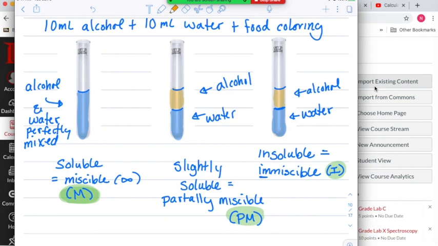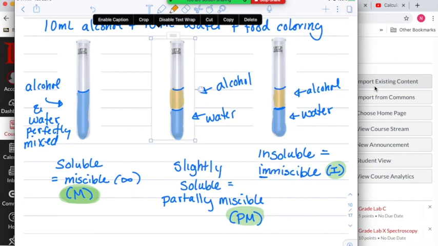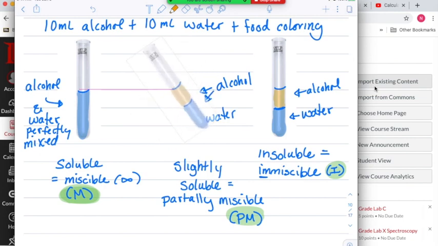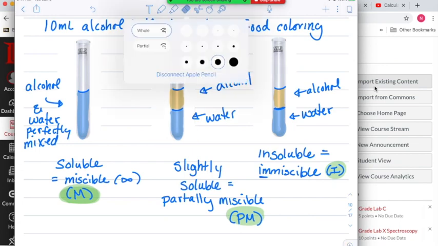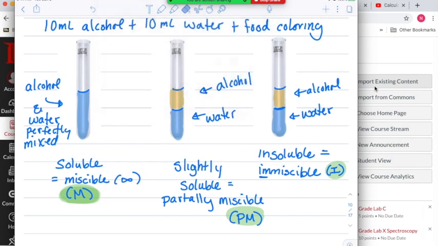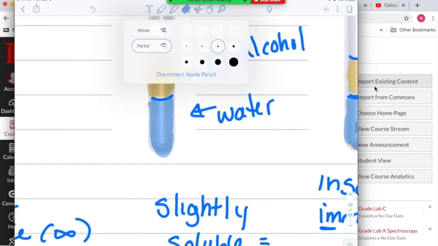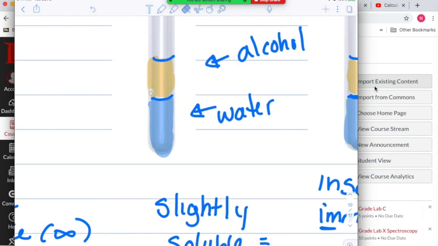All right, so you poured in your water, you poured in your alcohol, and you shake, shake, shake. Keep on shaking till your hand feels like it's going to fall off. If it is partially miscible, it means it's slightly soluble. It means some of the alcohol will go into the water. So what I'm going to do here is take away some of that alcohol, and put it into the water layer. So some of it's going to dissolve, not all of it, but some of it.